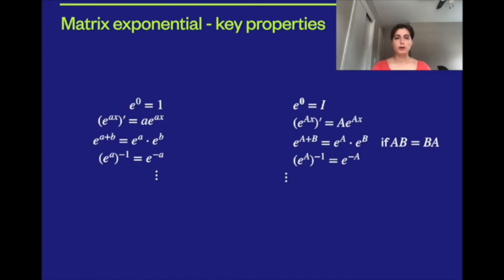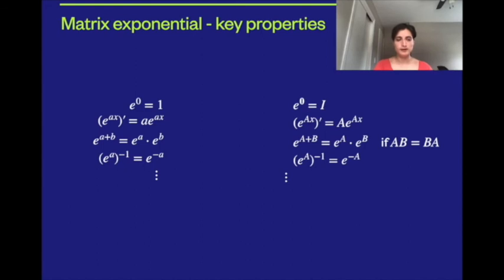What are the key properties that exponentials have, and how do they relate? Well, in one dimension, we know that the exponential of 0 is 1. And the same way, by how we defined it, we find that the exponential of the matrix 0, being the matrix with only zeros in every single element, is equal to the identity matrix. If we derive the exponential of ax, we find a times the exponential of ax, and this is true in one dimension and in n dimensions. So if A is a matrix, the same holds.